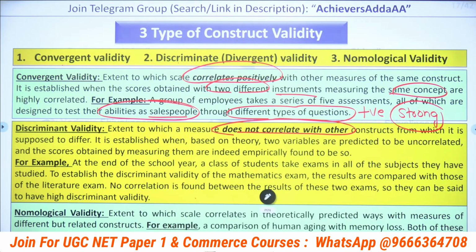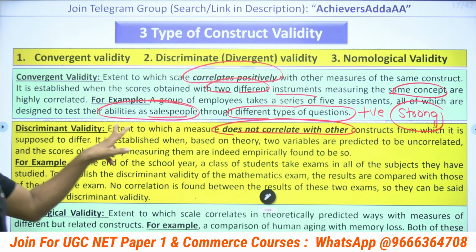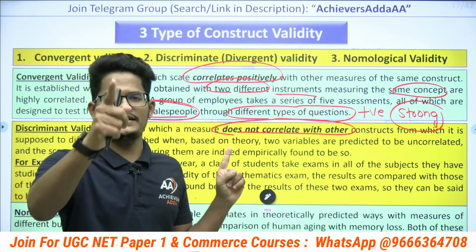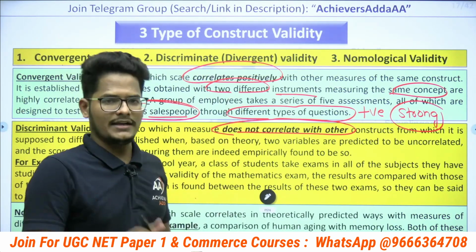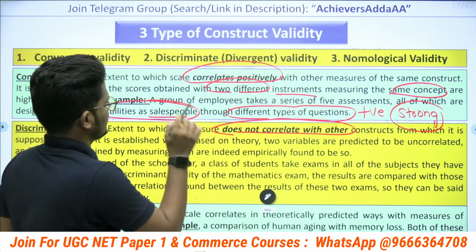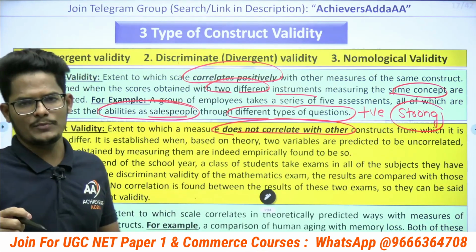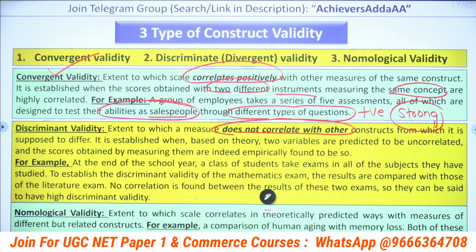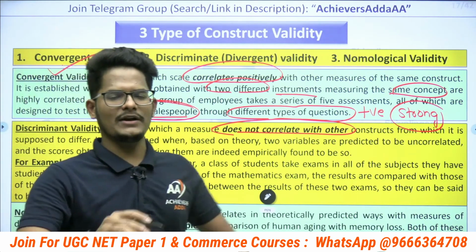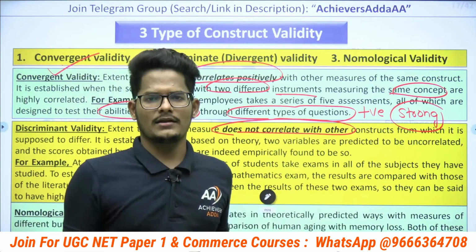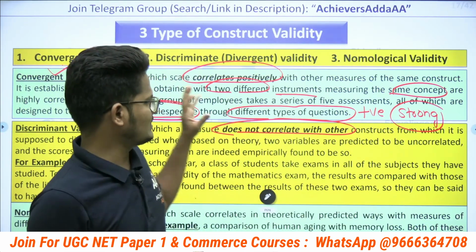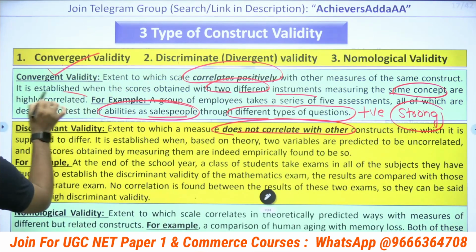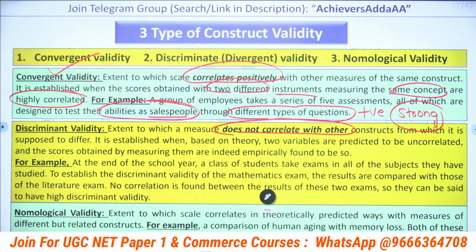Ability of the same person only we have to know. The concept is the same, but the instrument for testing we are using is different. It is giving a positive relation. If this scale is giving a positive result, that is called convergent validity. If you are using the same concept but different techniques of testing, then that is going to give you a highly correlated relationship between the variables.